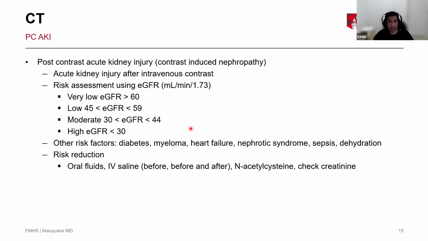Now it is stratified. So if your eGFR, your estimated glomerular filtration rate, which is a measure of how well the kidneys are working, is greater than 60, and this is measured in mL per minute divided by a factor which is to allow for surface area, that's considered very low risk. Between 45 and 59, it's a low risk, doesn't stop us from going ahead. Moderate is if it's above 30 but less than 44, and a high risk is under 30. So the main number you need to really know is over 60, there's no problem.